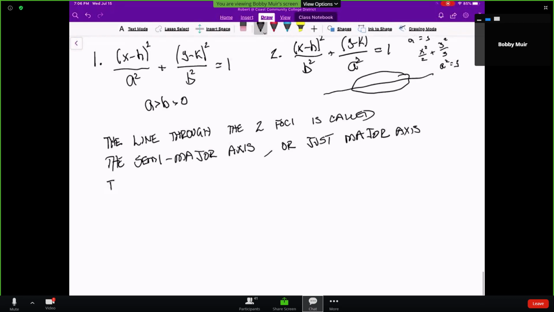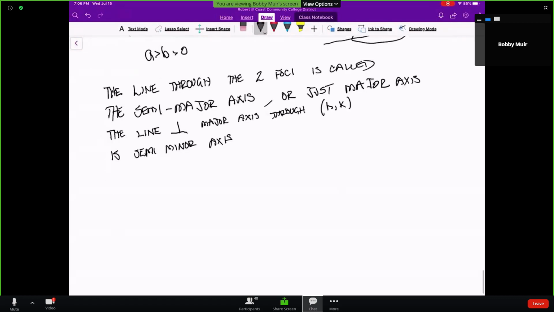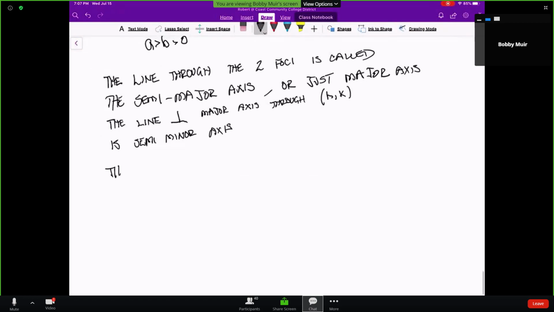The line perpendicular to the major axis through the center, which is (h, k), is called the minor axis. The semi-minor axis. Okay, more words for us.